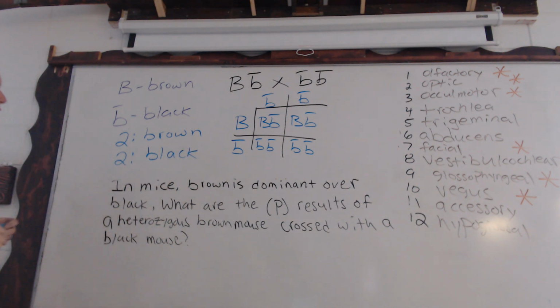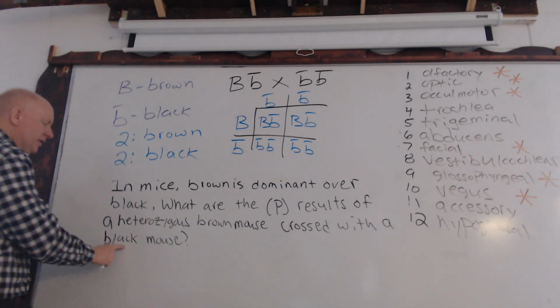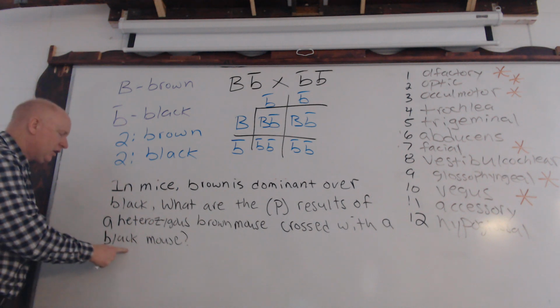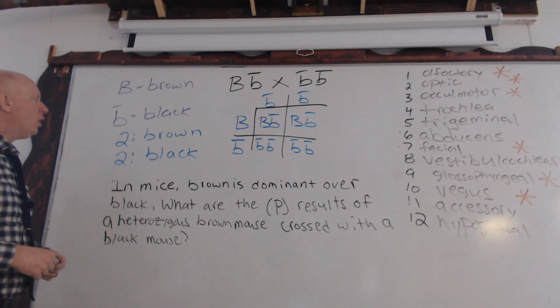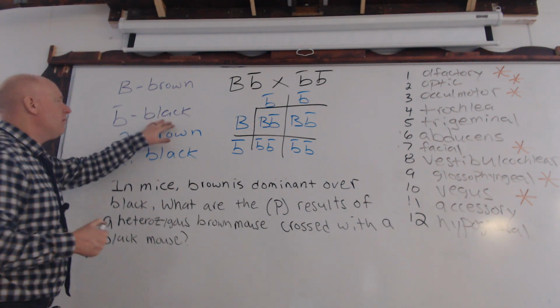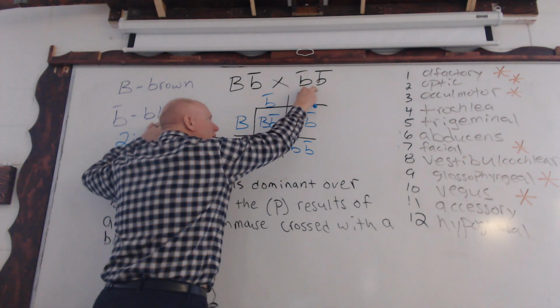Okay? So 50% of the time, then, we see that with a heterozygous brown colored mouse and a homozygous recessive or a black mouse. Again, it doesn't say homozygous or heterozygous, so when it says black, we know that it's black because the only way that can be possible is if both alleles are recessive.